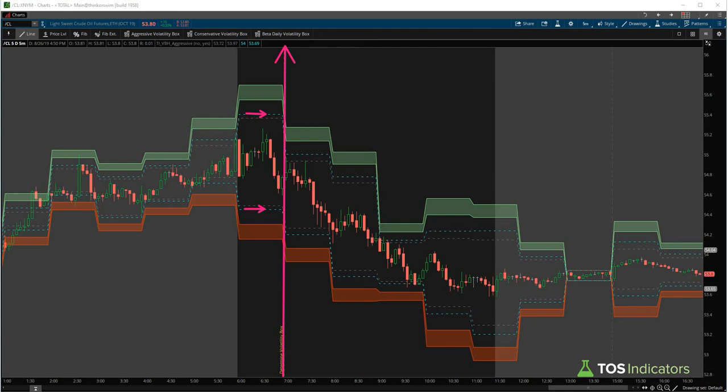Our entry came right here, or right around 9:30 Pacific Standard Time. Our stop was outside of the volatility box, where we gave it 25 cents of risk on the crude oil market. Our first target was the 25 cents, which was hit right here. Our second target was at the target line, which was not hit, and so our second contract was stopped out for a break even, but our first contract gave us our win.